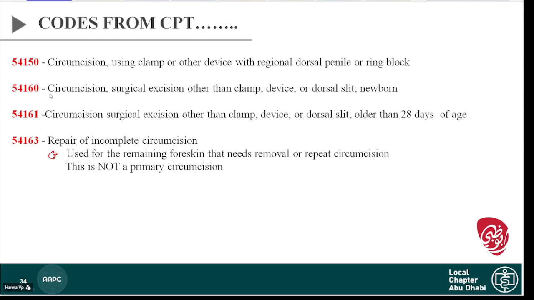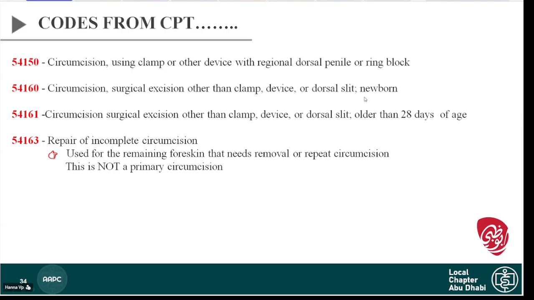And at the same time, you can see 54160. Circumcision, surgical excision other than clamp. See the difference, guys? Don't get confused. Sometimes people get confused while selecting the circumcision code because of the method they used. So the first code is with the clamp. The second code is surgical excision other than clamp or device. They are using another method.